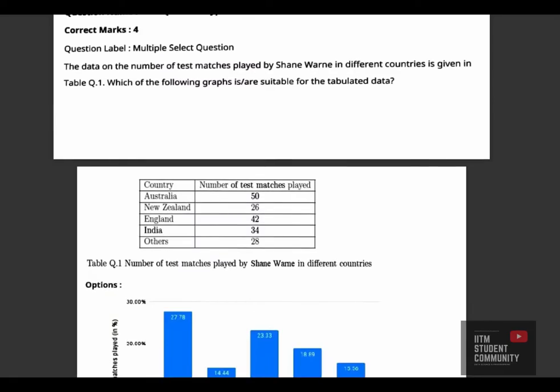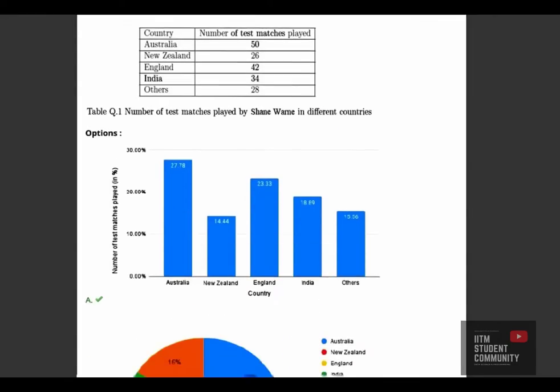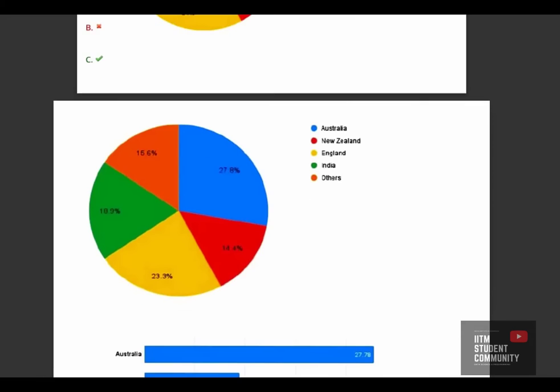Moving on to the next question. It says the data on the number of test matches played by Sheldon and Bonnet in different countries is given in the table. Which of the following graphs is suitable for the tabulated data? You have to find the graph. Here we have been given the table. So now here we have a bar chart, we have a pie chart.